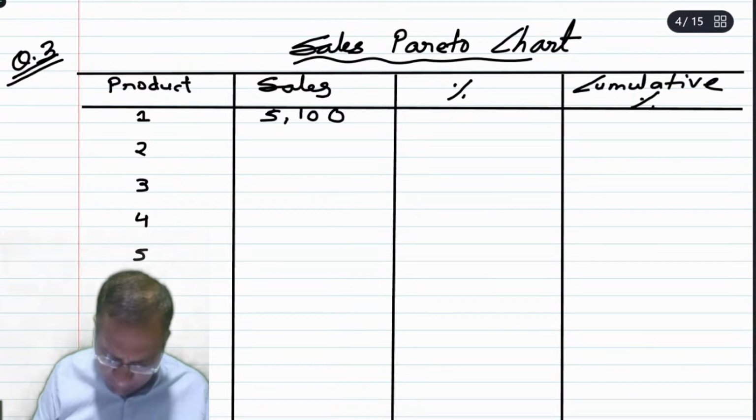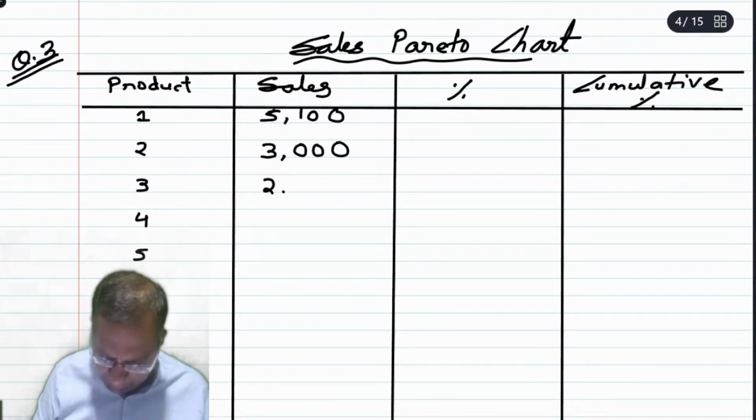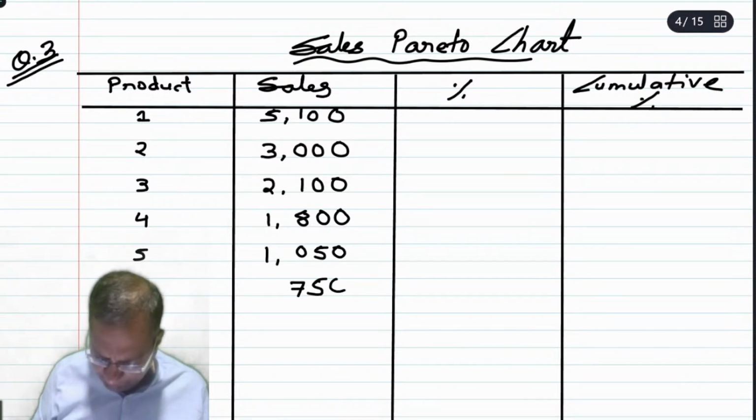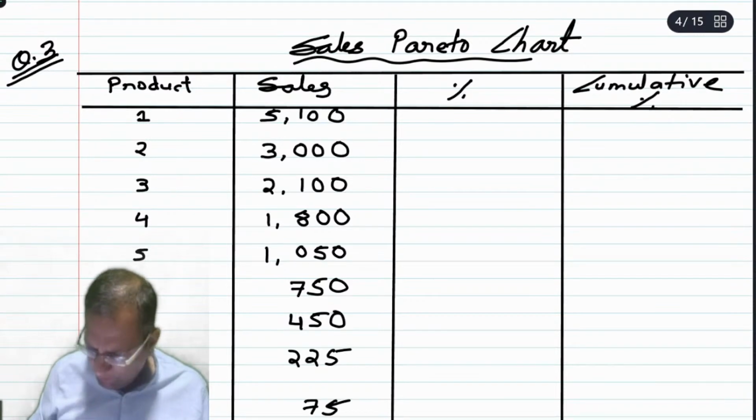5,100, 3,000, 2,100, 1,800, 1,050, 750, and 75. Make a total of the sales column and tell me the amount.